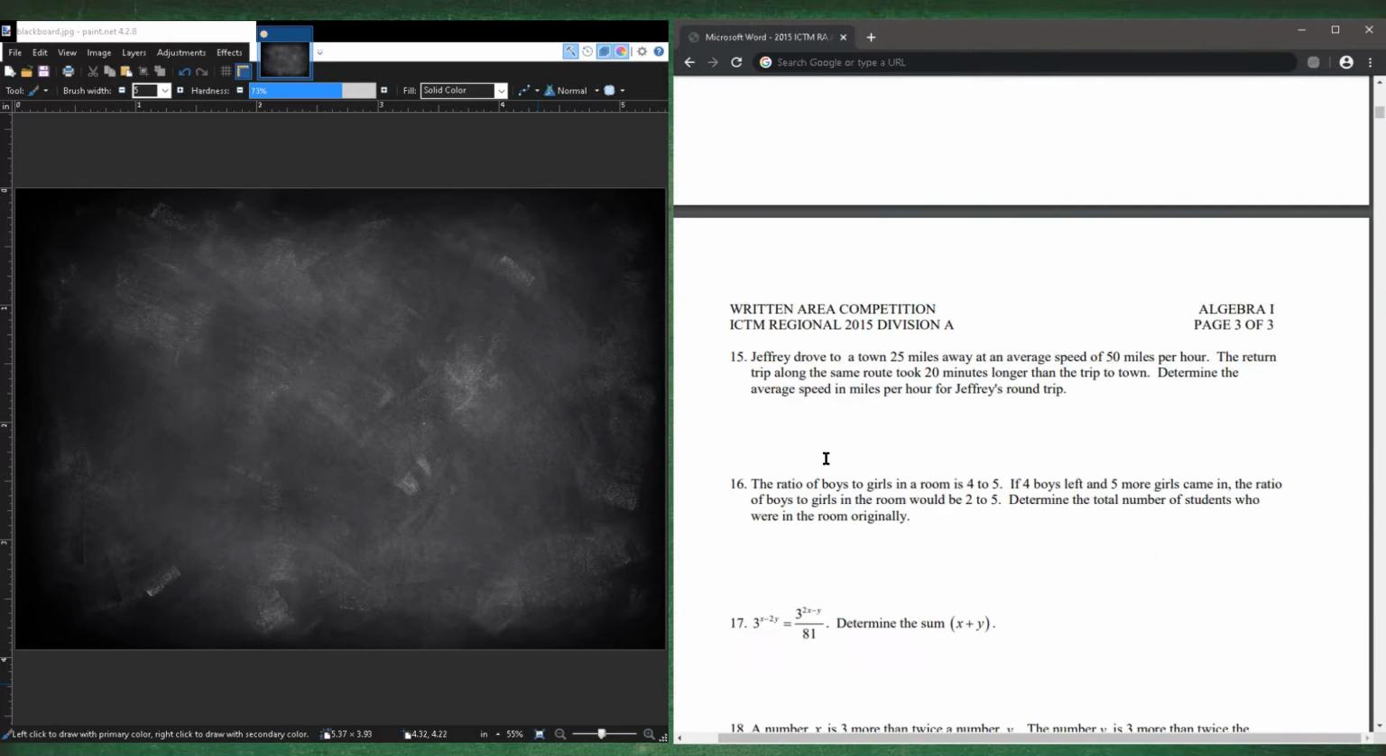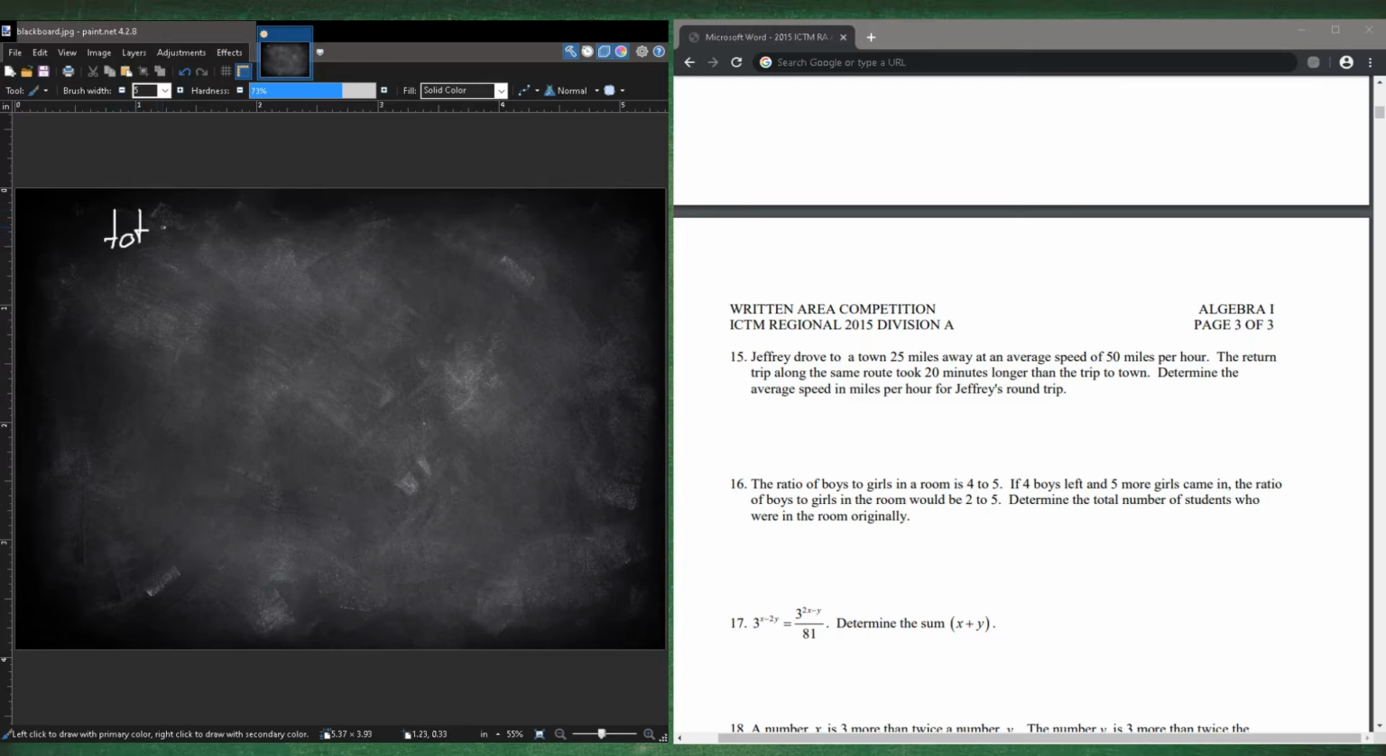Number 15. Jeffrey drove to a town 25 miles away at an average speed of 50 miles per hour. The return trip along the route took 20 minutes longer than the trip to town. Determine the average speed. Okay, the average speed for the entire trip is going to be the total distance all over the time. So he drove 25 miles to there, and then he drove 25 miles back. So 25 plus 25 is 50. So his total distance that he traveled is 50.